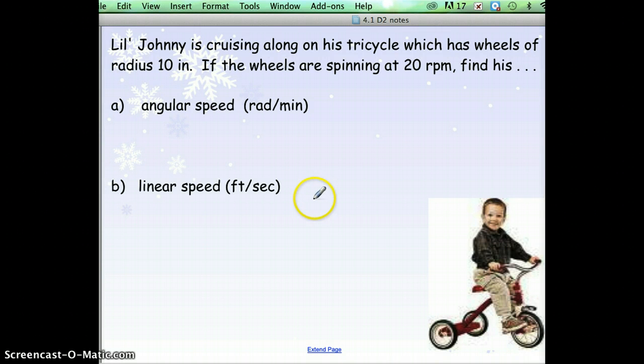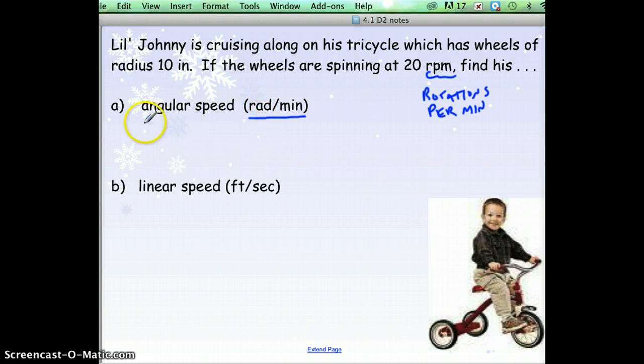Okay, so little Johnny is cruising along on his tricycle, which has wheels of radius 10 inches. If the wheels are spinning at 20 RPM, that's rotations per minute. Find his angular speed. Okay, so angular speed, we want to end up with radians per minute in this problem because we were given rotations per minute. So radians per minute.